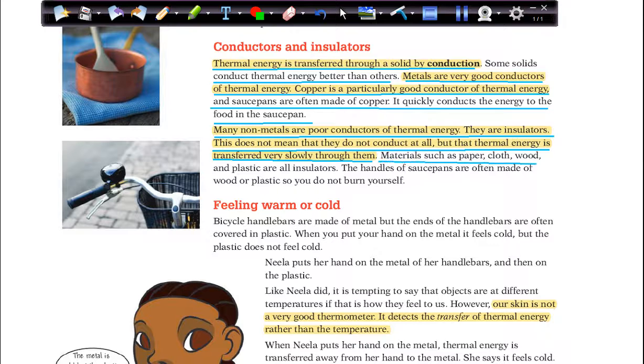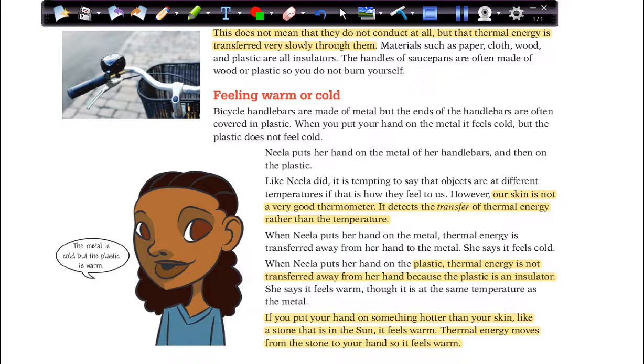Materials such as paper, cloth, wood, and plastic are all insulators. The handles of saucepans are often made of wood or plastic, so you do not burn yourself. So that's why they use insulators. Okay, we talked about insulators. So why do we sometimes feel something cold or warm?